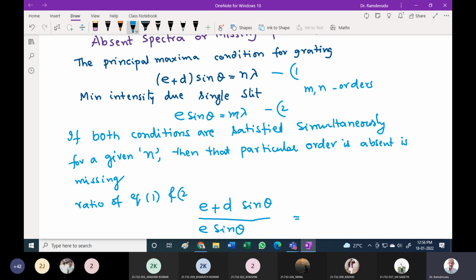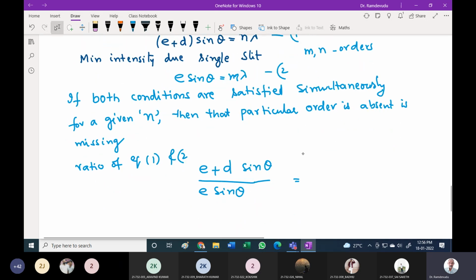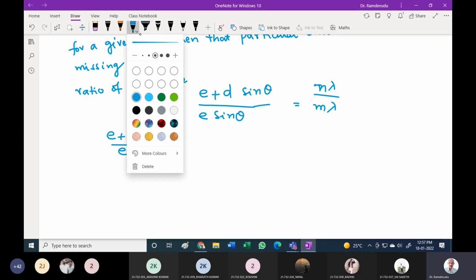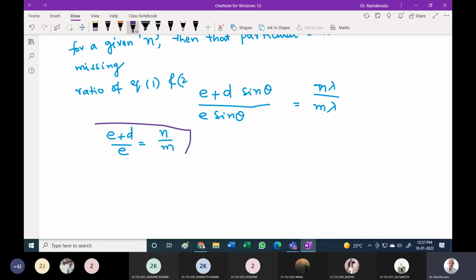Okay. So thereby I write this equation as (e plus d) sin theta is equal to n lambda, and this is m lambda. So lambda gets cancelled and sin theta goes away. I'll get (e plus d) by e is equal to n by m. This is the condition for missing spectra or absent spectra.